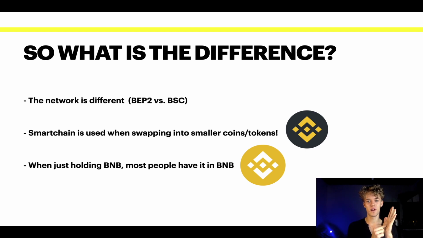You can just tap on one. Let's say I want to have it in Smartchain. I click on Smartchain and I click receive. I paste the address in Binance, and it will automatically select the BSC network, or at least it should. If it doesn't, then just put in BSC network. So it's extremely simple to swap between the two and to convert them.